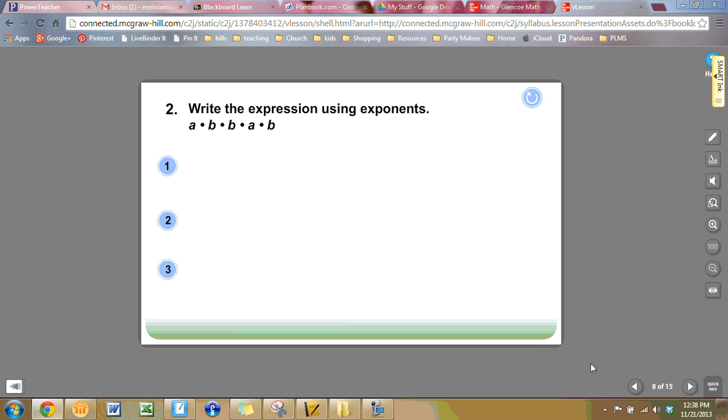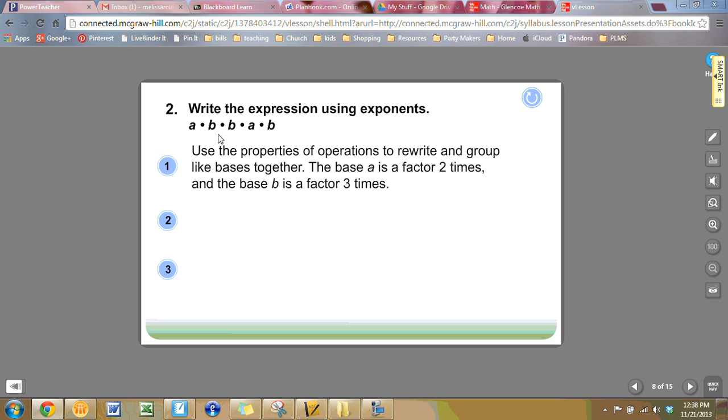Now I can also have variables as my bases. So sometimes our bases aren't numbers at all, they're variables. But the rule still applies. It still just means a base and an exponent. So in this case, I have two different bases again. Use the properties of operations to write and group like bases together. The base A is a factor 2 times, and the base B is a factor 3 times. So what that means is that I have two A's. I got one over here and one over here.